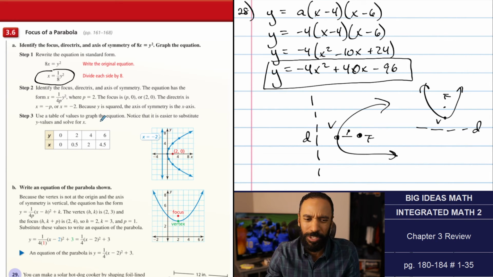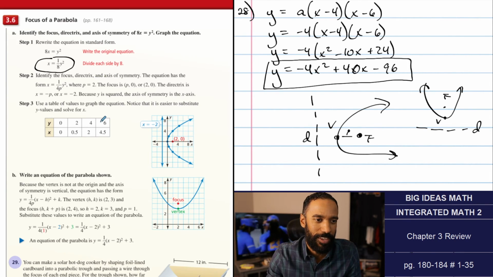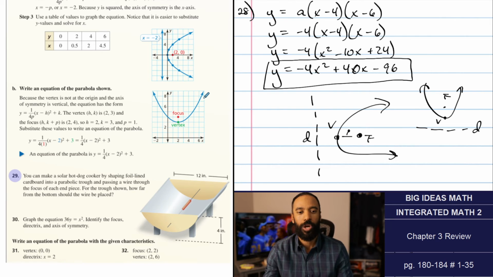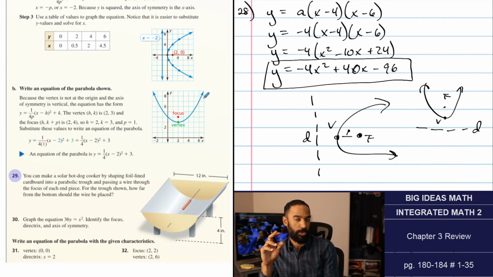They said use a table of values. I ain't using a table of values. Part B, write an equation of the parabola shown. This is where if you're given some information from a graph or what have you, we can find the distance between focus and directrix, call it P.